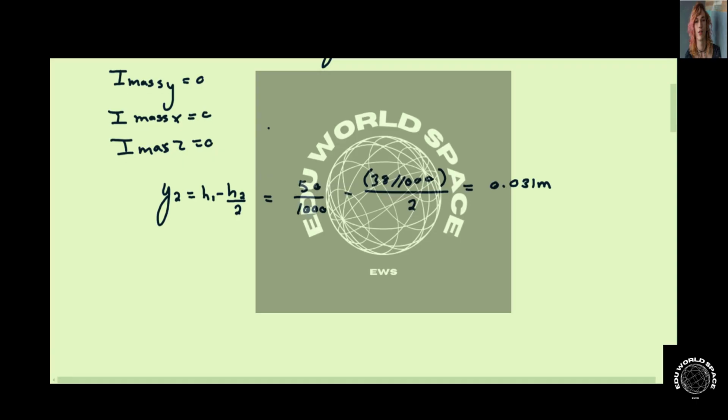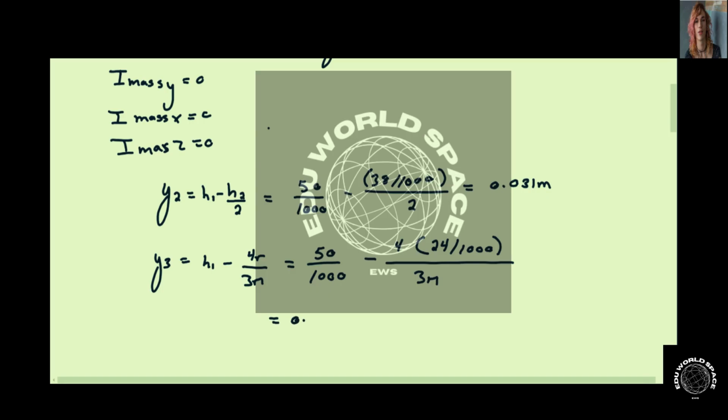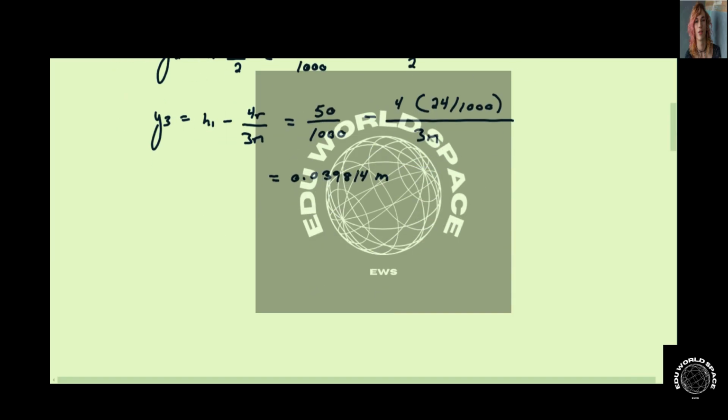And we need to do the center of gravity for the third one, which is going to be h1 minus 4r over 3 pi, because again it's a curve, so we have to do a circular part. We have 50 over 1,000 minus 4 times 24 over 1,000 divided by 3 pi. And we get 0.039814 meters. Okay.